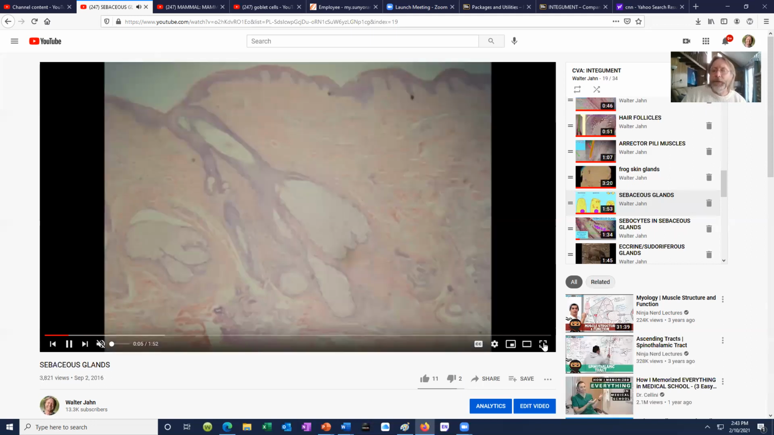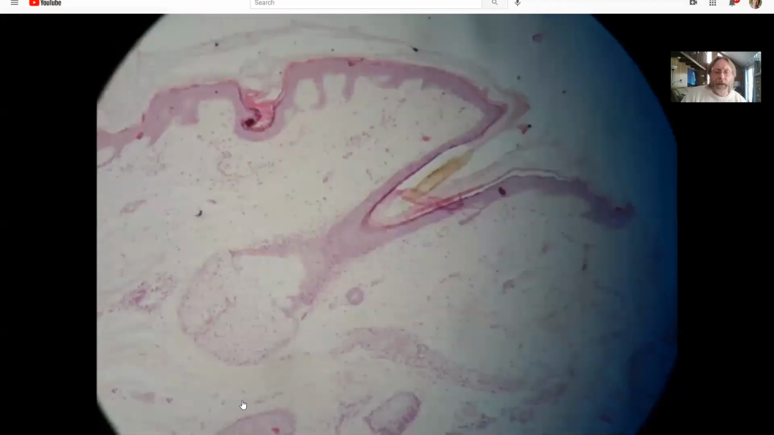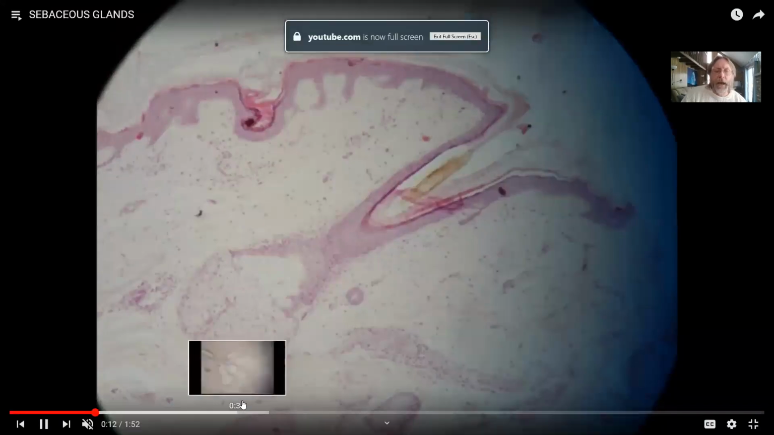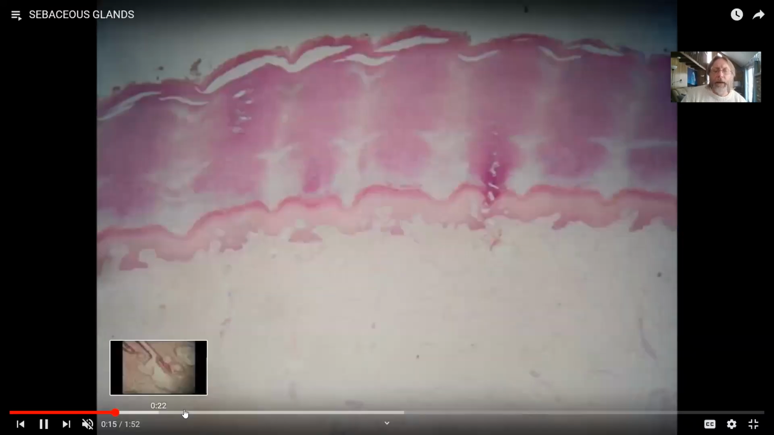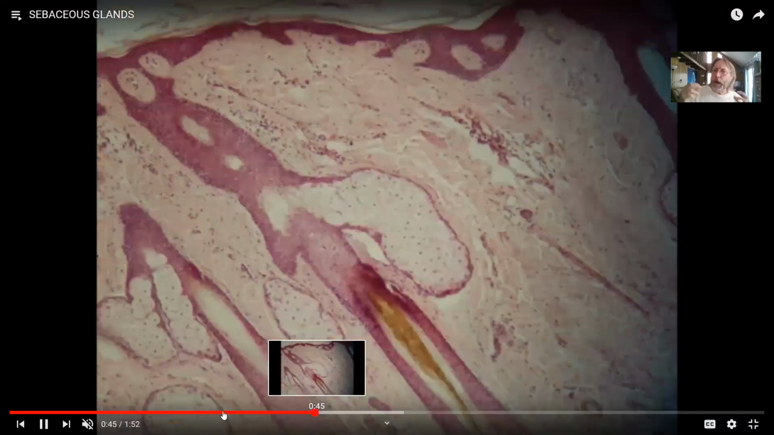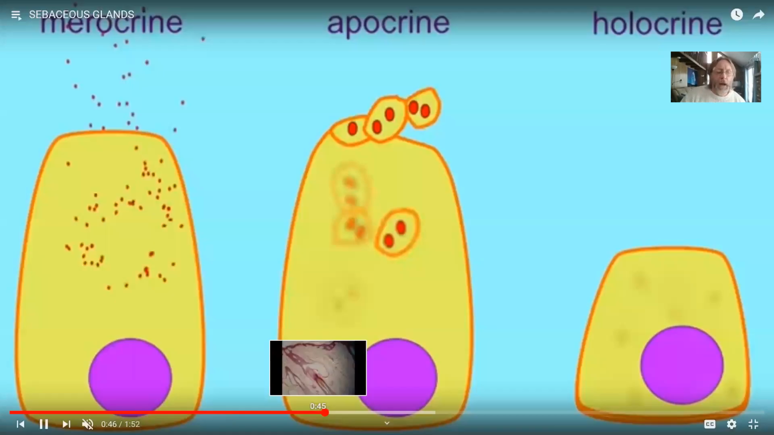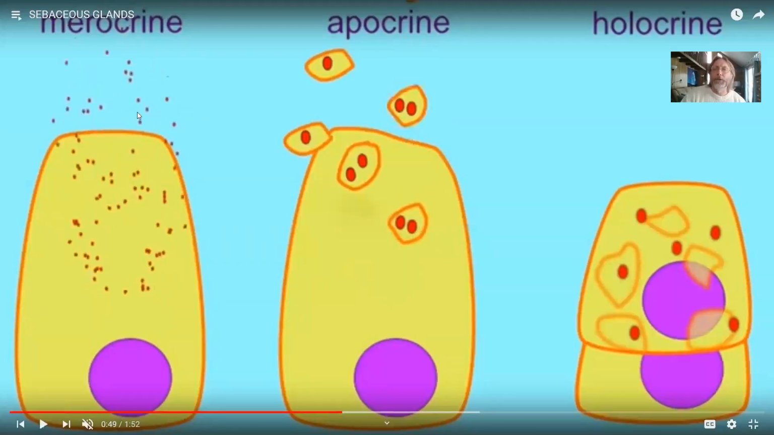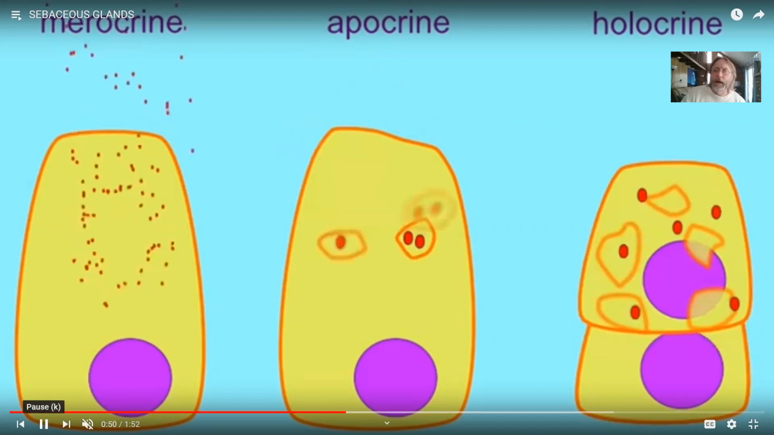And it turns out that varies. There are different kinds of ways that cells can release secretions. And so as you can see here, there can be little vesicles produced, which then undergo exocytosis. And so, a vesicle perhaps maturing in the Golgi is then sent to the cell membrane. It fuses, releasing a product. That is what is known as a merocrine gland.